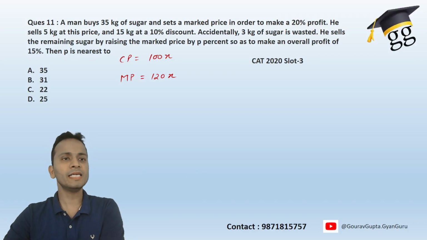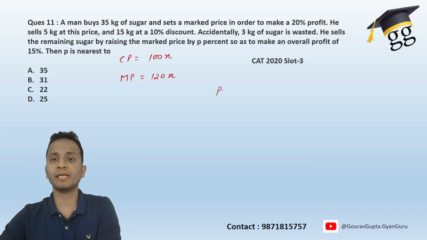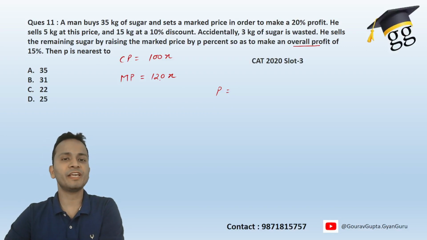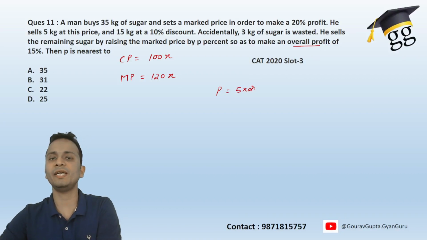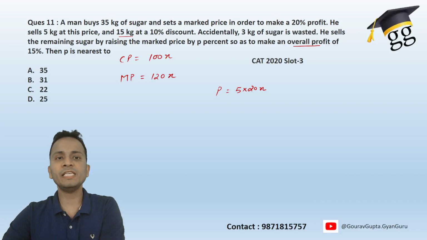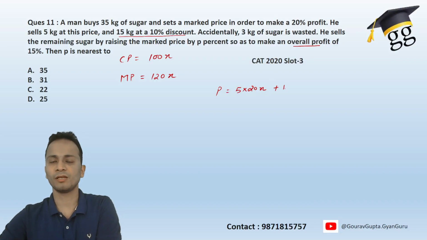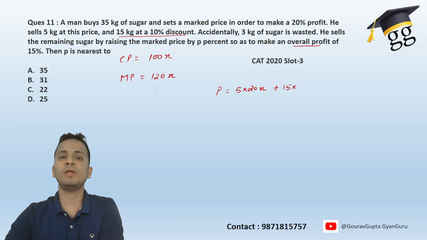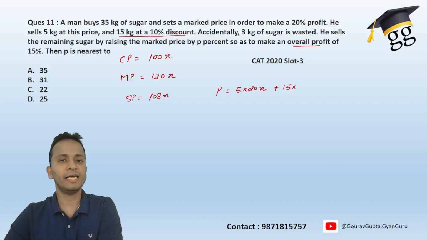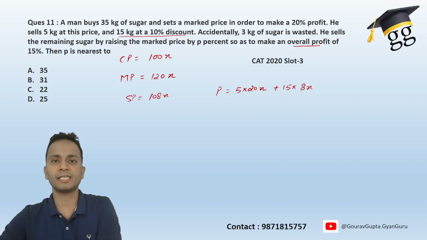Now he sells 5 kg at this price. I'll be making the equation for profit because यहाँ पे overall profit given है. So if he's selling 5 kg at this price, on 5 kg he will get a profit of 20x. 15 kg at a discount of 10%. So that means discount of 12x, so the selling price will be 108x after a discount. And hence the profit on each kg will be 8x.